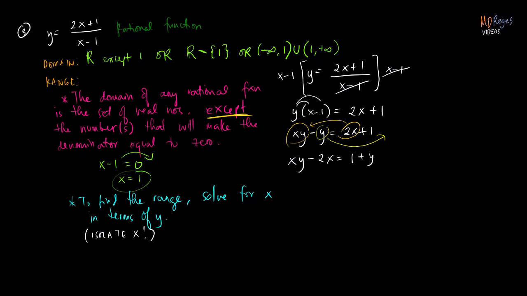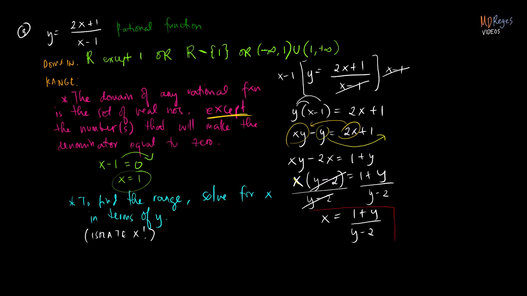Now on the left side, we have to factor out x. Factoring x from both terms on the left side. Factoring x from the first term, we'll have y, and from the second term, we'll just be left with 2, equals 1 plus y. Then divide both sides by y minus 2 to further isolate x on the left side. Cancel. We'll have x equals 1 plus y over y minus 2.